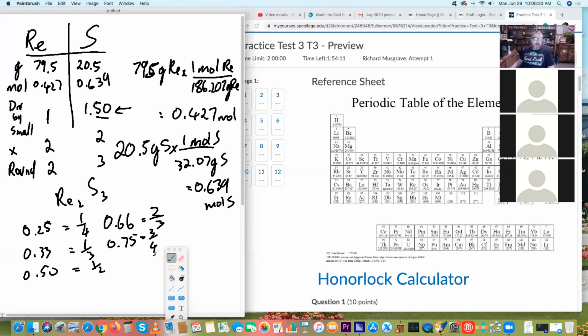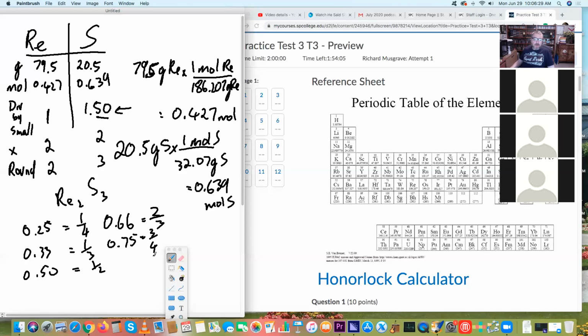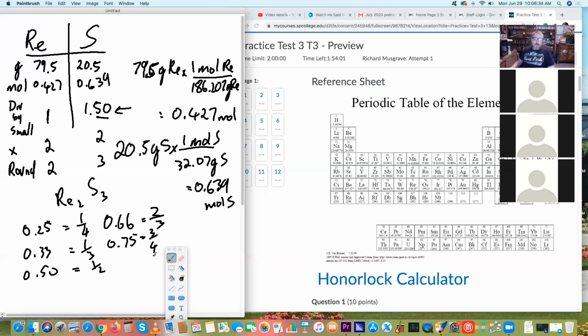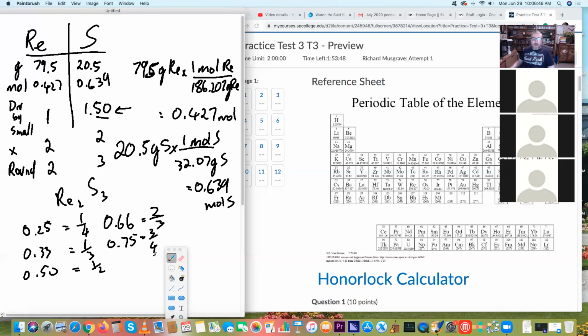If it's 0.50, it's obviously a half. So multiplying it by 2 would be a way that you could get rid of that fraction. If it's close to 0.33, you'd multiply by 3. If it's close to 0.66, again, you'd multiply by 3. If it's close to a quarter, 0.25 or 0.75, you'd multiply by 4. Does anybody have any questions about any of that?